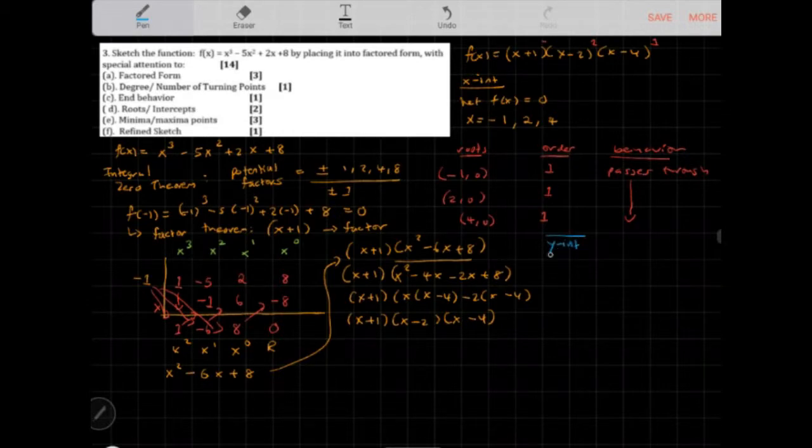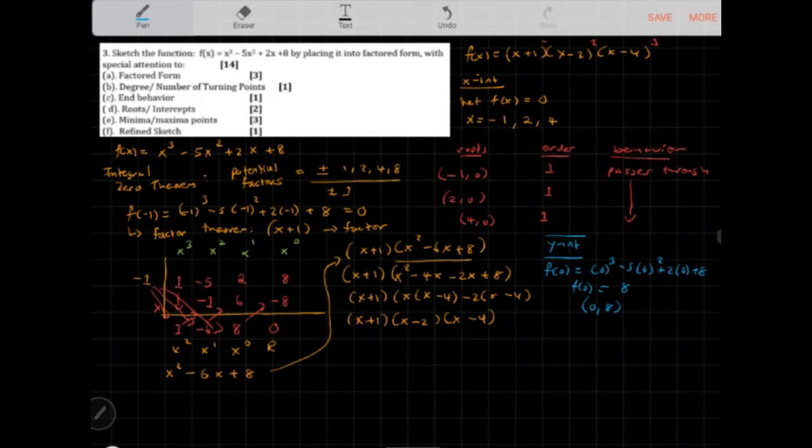to find our y-intercept. Right, so to find our y-intercept, what we're going to do here is let x equal 0, so I'm going to do f of 0 here, which is basically if you plug in 0, you get 0 cubed minus 5 times 0 squared plus 2 times 0 plus 8, so you get f of 0 is equal to 8. So 0 and 8 is your y-intercept.